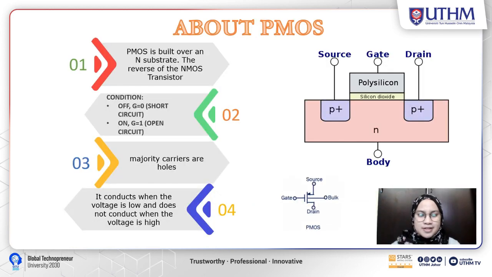The PMOS is built over an N substrate, the reverse of the NMOS transistor. The condition is when it is off, G equals 0, short circuit. When it is on, G equals 1, open circuit. Majority carriers are holes. It conducts when the voltage is low and does not conduct when the voltage is high.